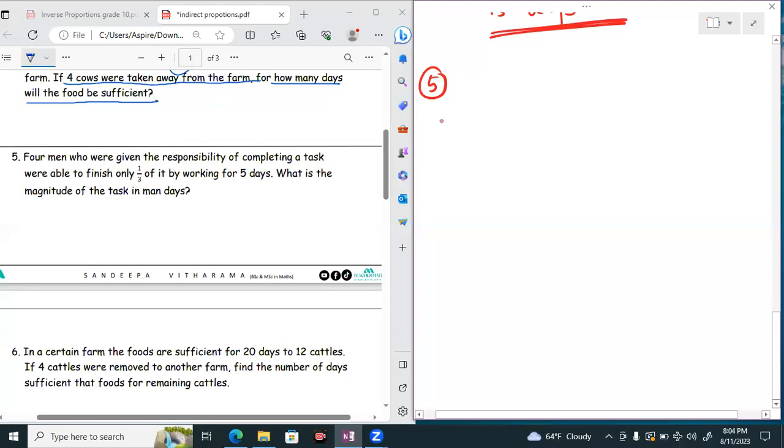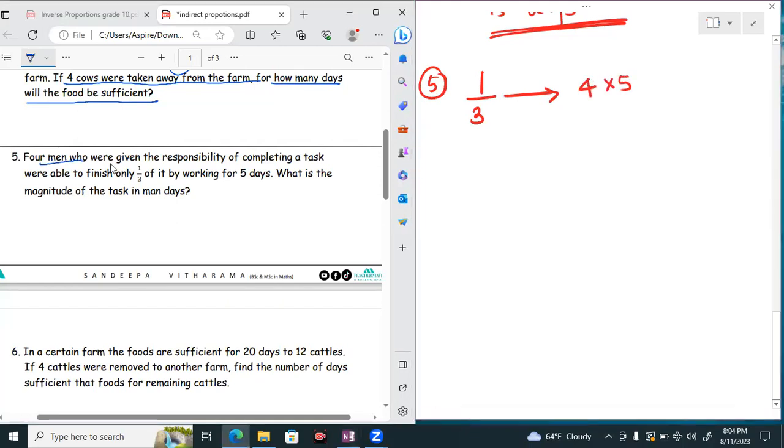Then 4 times 5. The 1/3 of the work is equal to 4 times 5, because 4 men were able to finish only 1/3 of it by working 5 days. Then within working 5 days, 4 times 5, 20 man days has been completed.